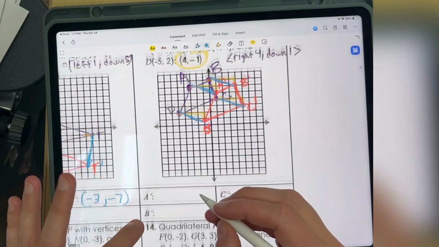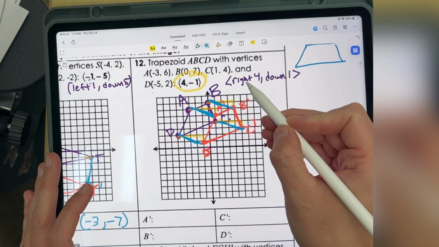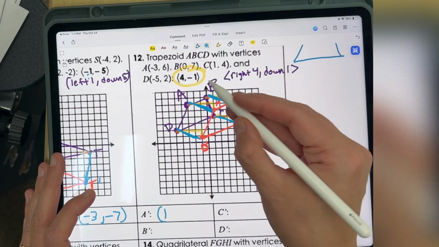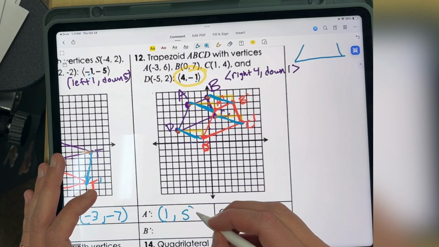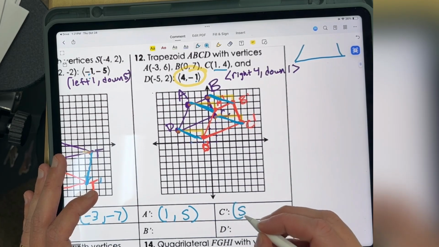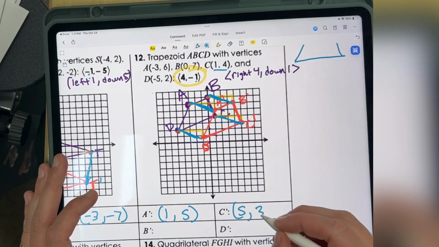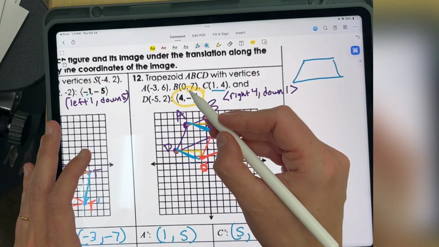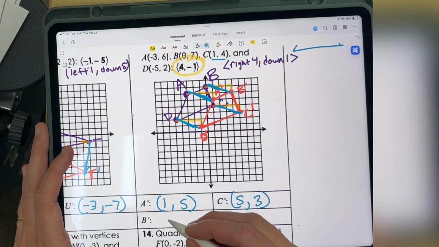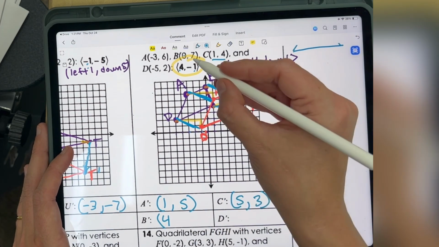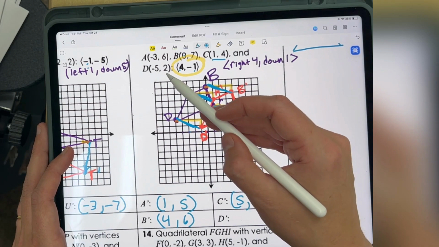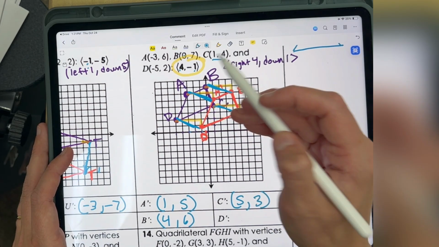Okay, these points. Negative 3 plus 4 is 1. 6 minus 1 is 5. C was at 1, 4, so 1 plus 4 would have been 5. 4 minus 1 is 3. 0 plus 4 for B would be 4. 7 minus 1 would have been 6. Last but not least, D was at negative 5, 2. Negative 5 plus 4 would have been negative 1.